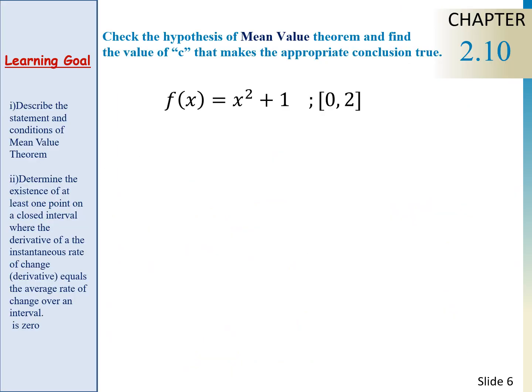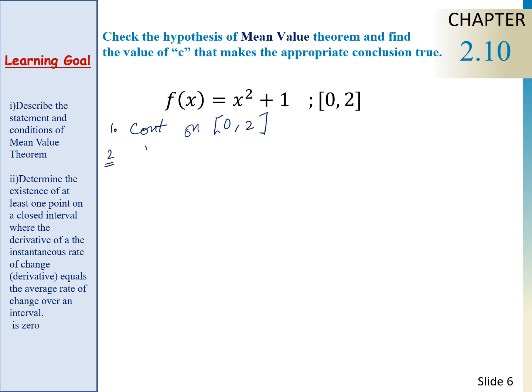Let's practice another question. So here again we have a polynomial function and we know that the domain of the polynomial function is all real numbers. So what is the first conclusion? Continuous in the closed interval 0 and 2.